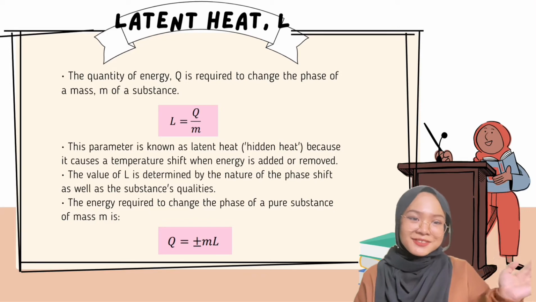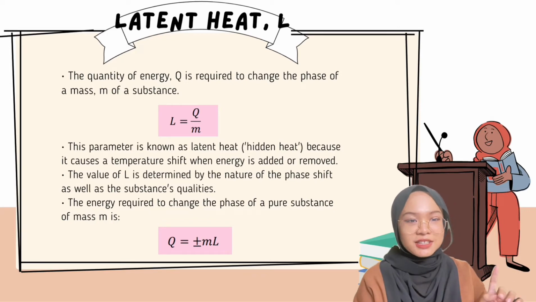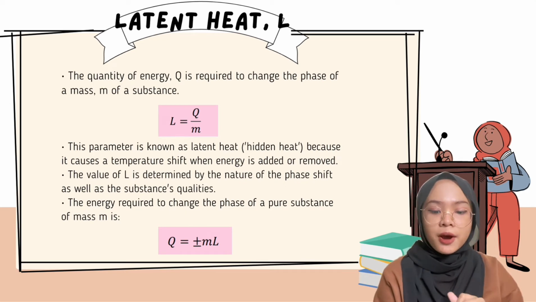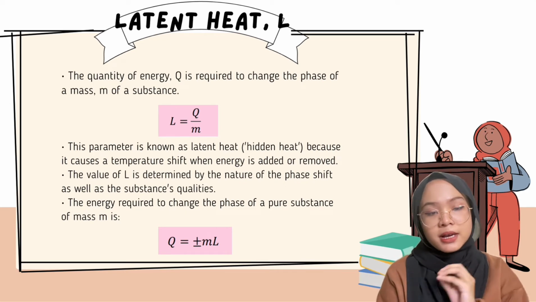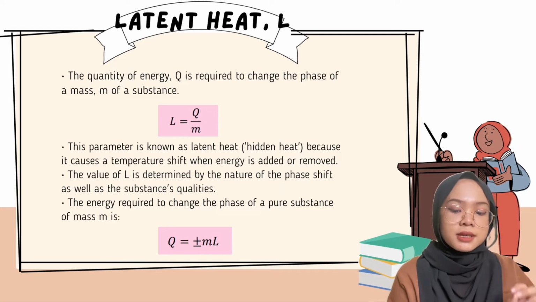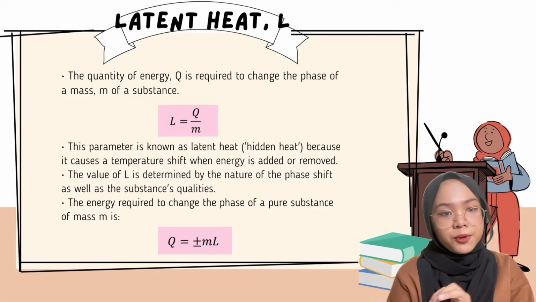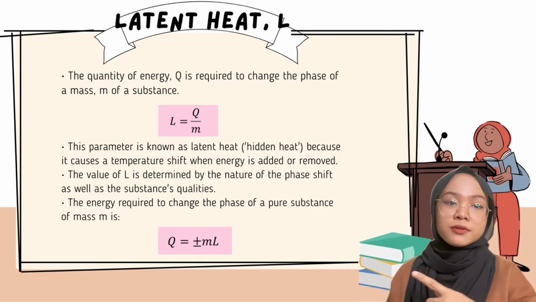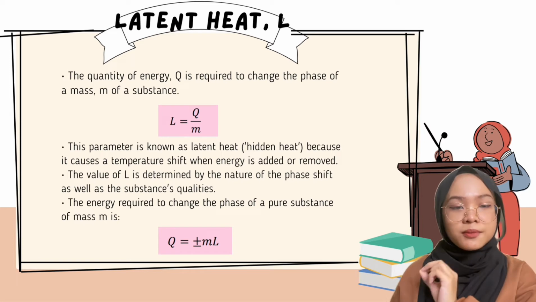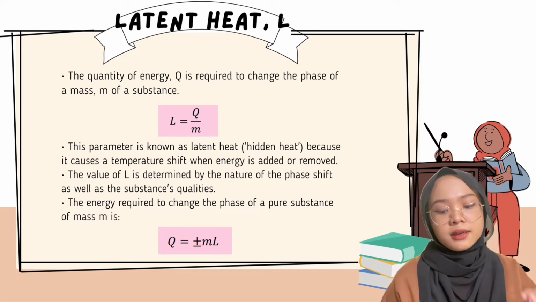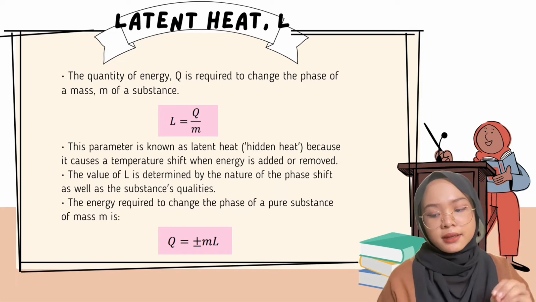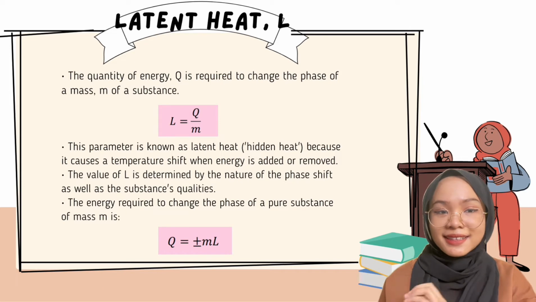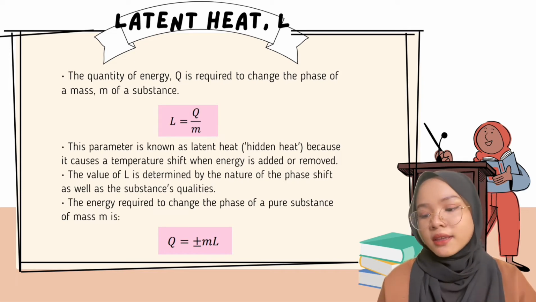Other than phase change, we are going to look at latent heat, whose symbol is L. Latent heat is the quantity of energy required to change the phase of a mass of a substance. This parameter is called hidden heat because this added or removed energy does not result in a temperature change. Remember what I mentioned earlier, during phase change there is no change of temperature. The value of L, which is latent heat, depends on the phase change and the properties of the substance.